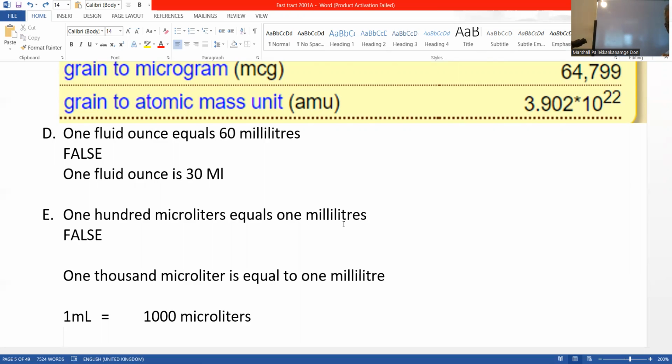So, 100 microliters equal to 1 milliliter. It is false, because 1000 microliters equal 1 milliliter.